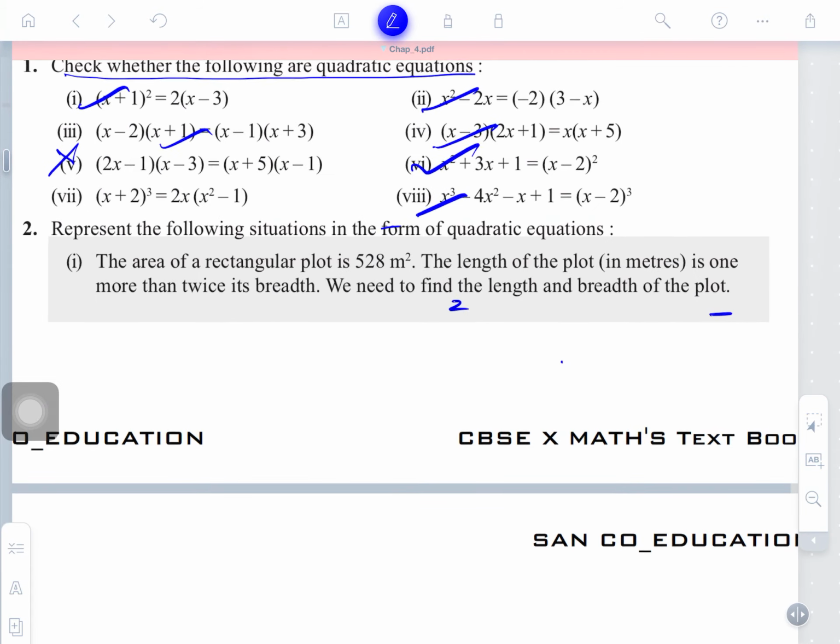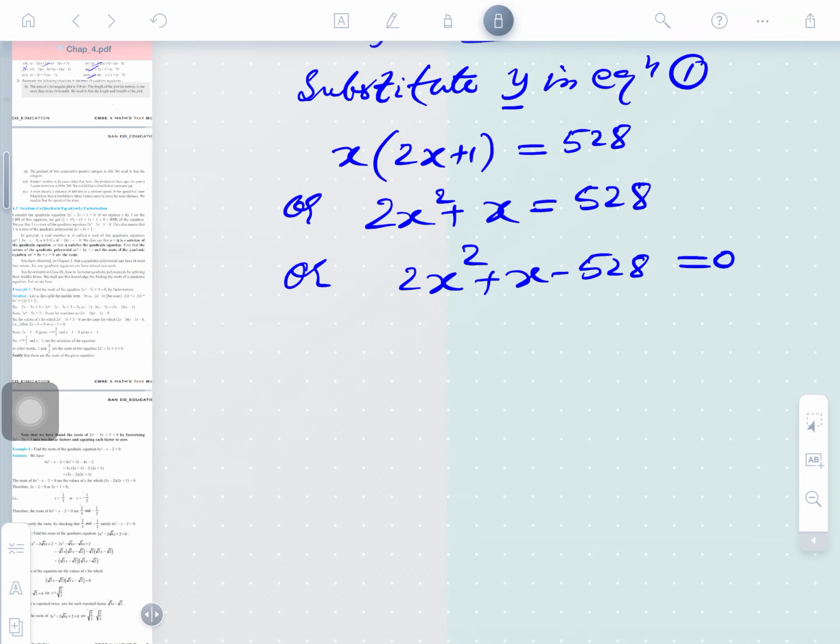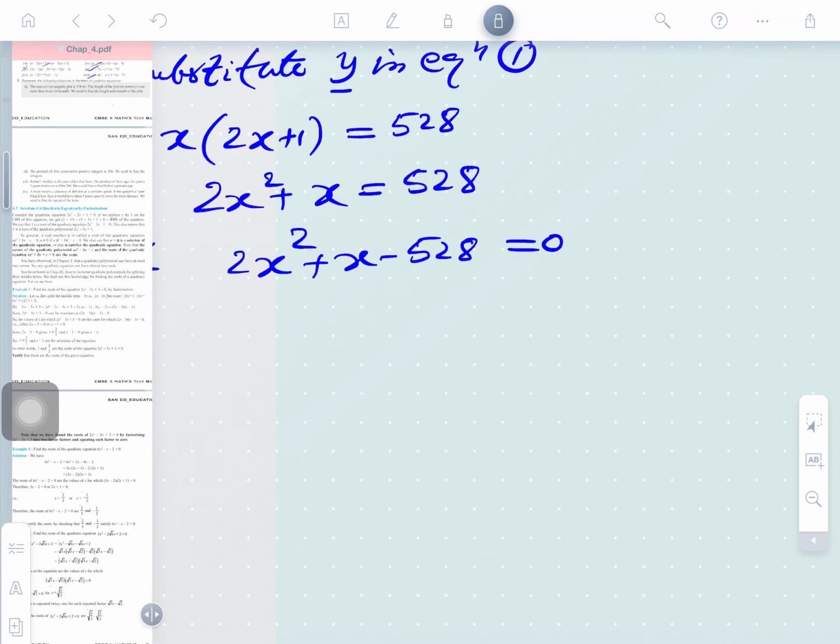What is the question saying here? Form a quadratic equation, right? Find the length and breadth. It is saying this clearly. Okay, so we need to find this. Is that clear, guys? So start finding the solution. I am telling you the middle term splitting method.